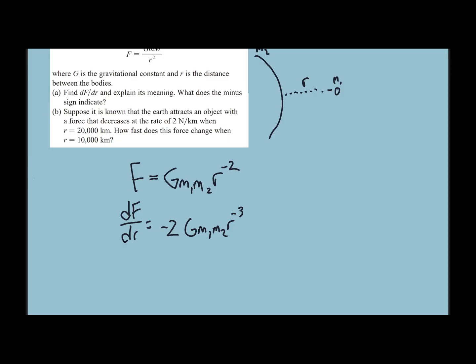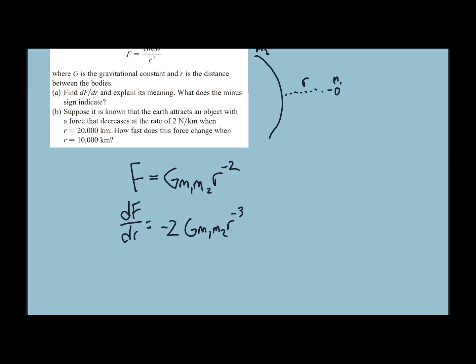So it says, what does the minus sign indicate? And that's important, right? So if I increase the radius, this whole thing is going to become more negative. And that means that the change in the force becomes less and less the farther away you get. And that should make sense. The farther away from Earth you get, the less you experience its gravity. I hope you would intuitively feel that.